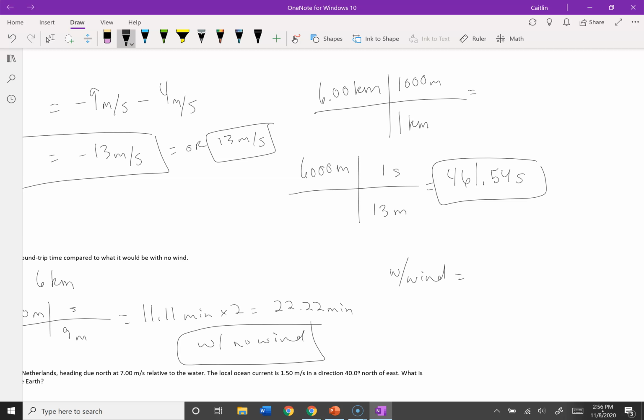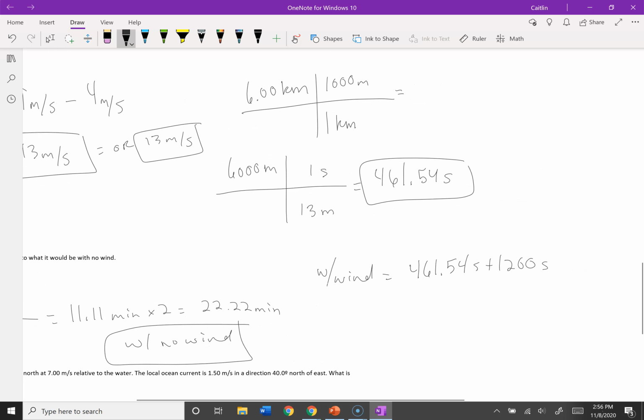We're going to add the 2 results we got before. So we're going to take our 461 seconds and add it to our first round trip time, which is 1200. And we're going to get about 27.7 minutes. And this is with the wind.